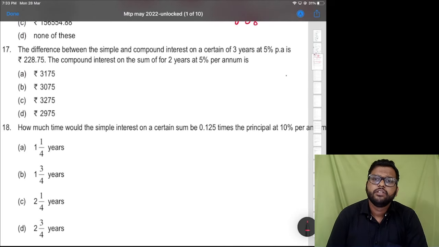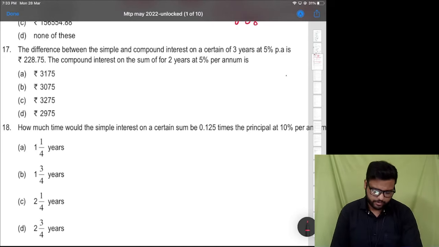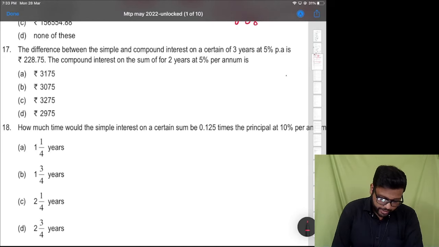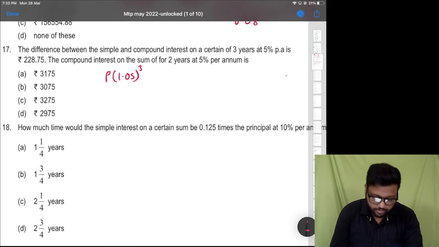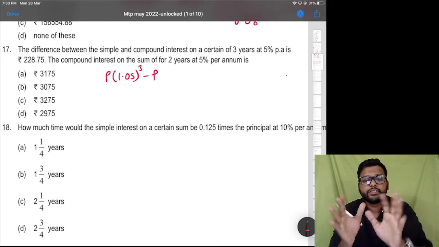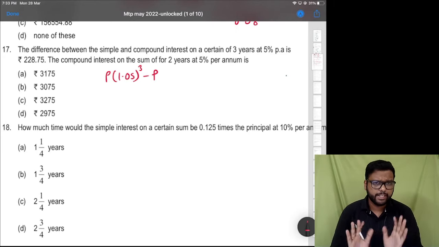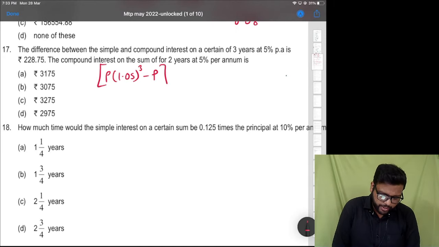of 3 years. For 3 years at 5% per annum is 228.75. Okay. How do we find compound interest for 3 years? What is amount as per compound interest? Principal into 1 plus I, that is 1.05 raised to 3. This will give us amount, minus principal, this will give us interest. Amount minus principal is interest. So this is compound interest.